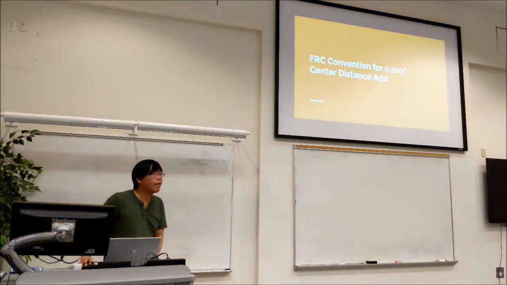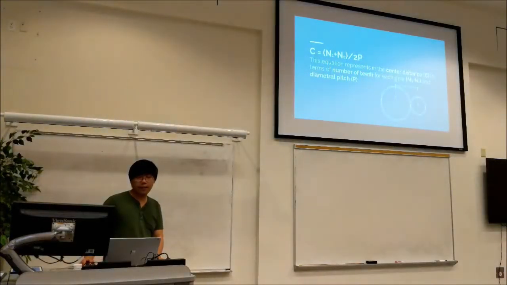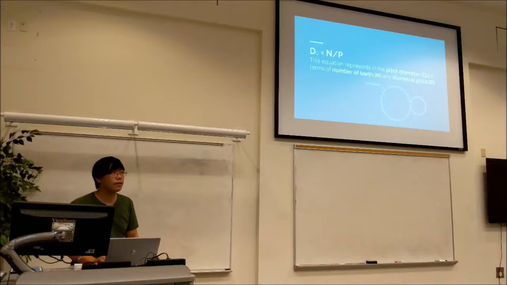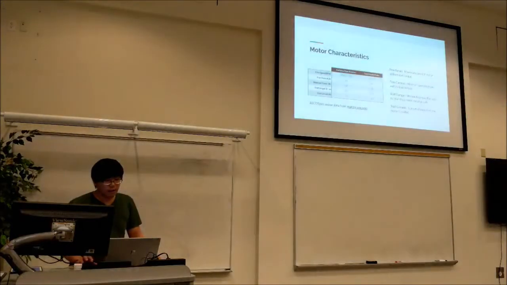But then there is an FRC convention just to add 3 thou to your center distance, and that just helps for tolerancing. So I would recommend if you use this equation that you just add 0.003 afterwards, or if you use this, you can actually model your diameter as 3 thou larger, and then when you make it tangent, because it's the radius, it ends up being 0.003 as well.